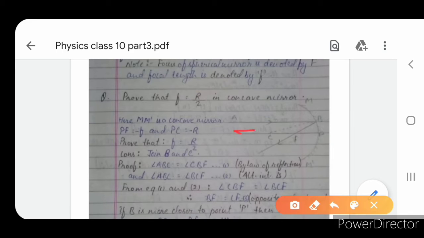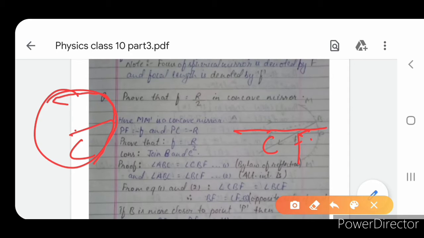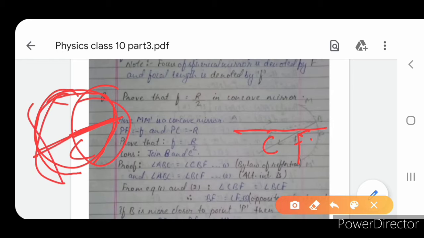Here this is the principal axis, F is focus, and C is center of curvature. What is center of curvature? One term is radius of curvature and one term is center of curvature. The center of a spherical mirror is called center of curvature, for concave or convex mirror. In concave mirror everything is situated in front of the mirror, but in convex mirror everything is situated behind the mirror. And in concave mirror everything is taken negative, and in convex mirror everything is taken positive. Why? We shall discuss when we discuss sign convention.